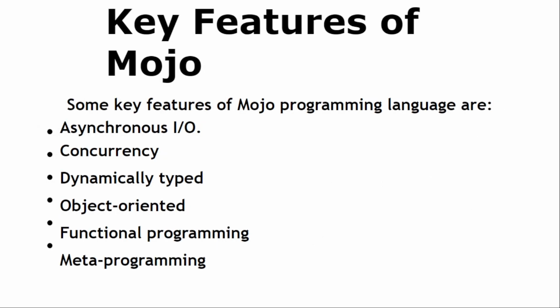The modular inference engine can help simplify your workflow and reduce your inference latency so you can scale your AI products. We've incorporated best-in-class compiler and runtime technologies to create the world's fastest unified inference engine. It supercharges all models from TensorFlow and PyTorch, and runs on a wide variety of hardware backends. Some key features of Mojo programming language are asynchronous I/O, concurrency, dynamically typed, object-oriented, functional programming and metaprogramming.